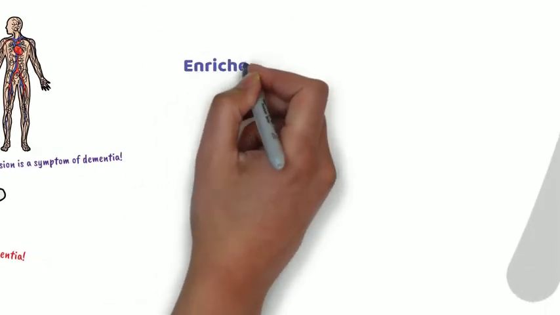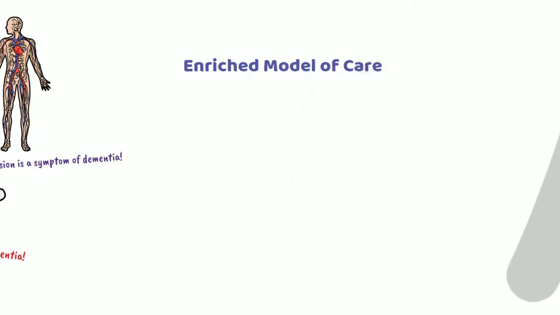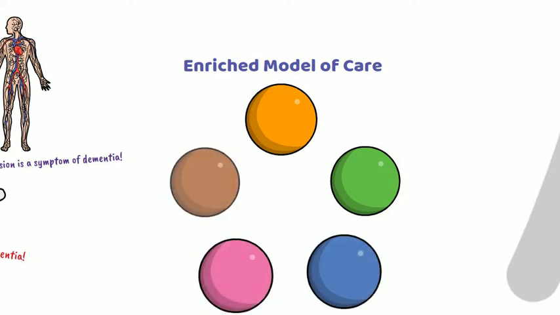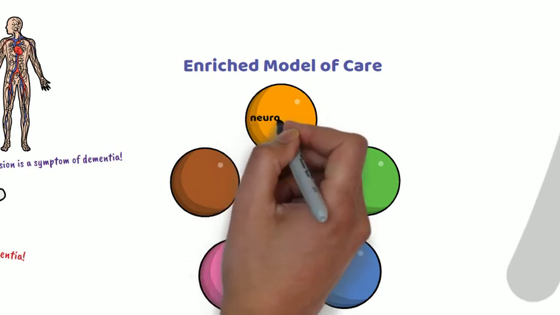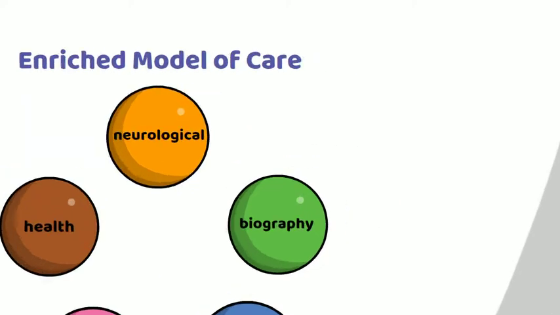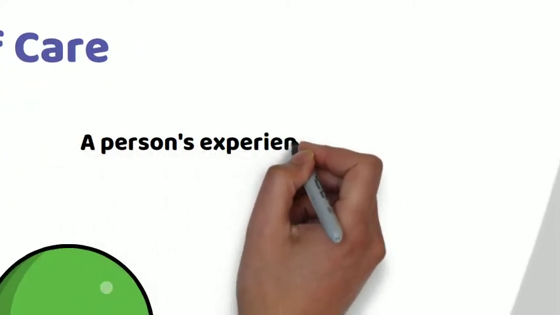In contrast, Kitwood himself emphasised the unique experience of people living with dementia and the interplay between neurological impairment and psychosocial factors. He emphasised the importance of understanding the experience of someone with dementia as resulting from a complex interaction between 5 factors, namely neurological impairment, health, biography, personality, and social psychology. He expressed his view in the form of an equation.